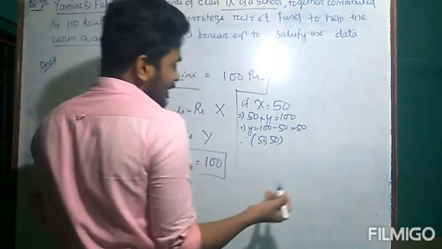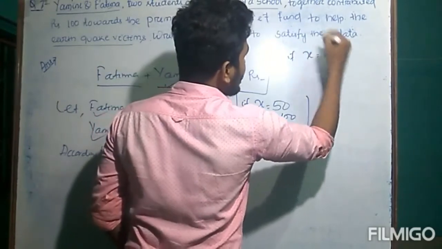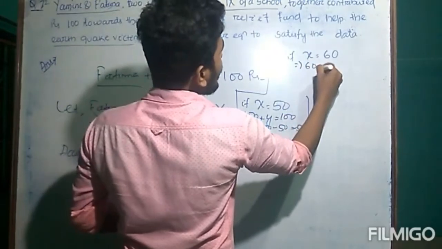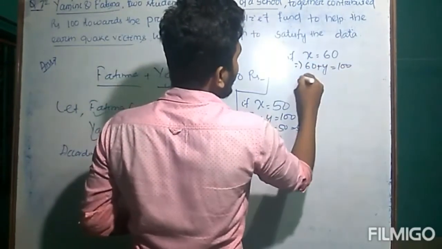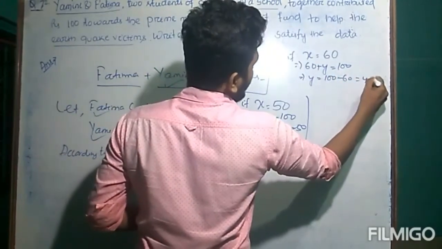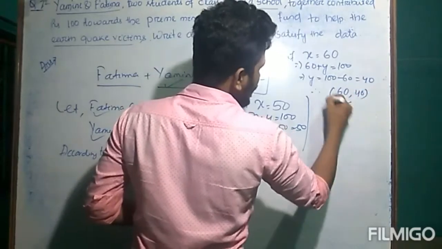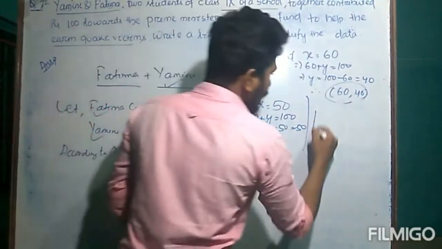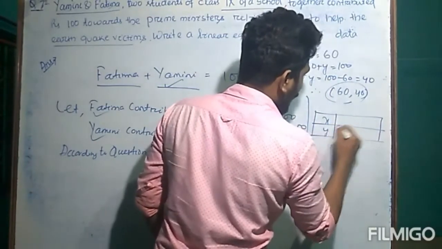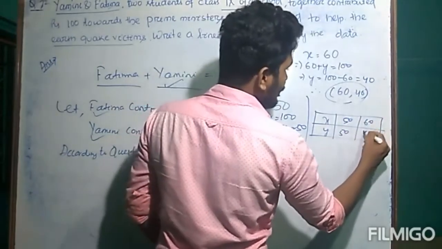And next, if I put x to be 60, then the equation becomes 60 plus y is equal to 100. So y is equal to 100 minus 60, which is 40. Hence the solution is 60, 40. So these are the two solutions. Let us write them in tabular form: x, y. First one is 50, 50 and 60, 40.